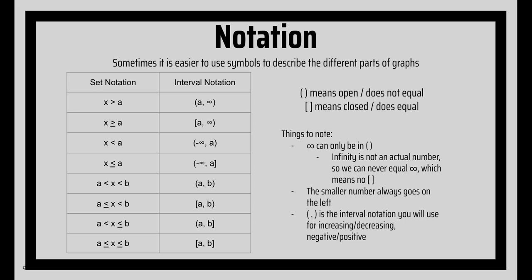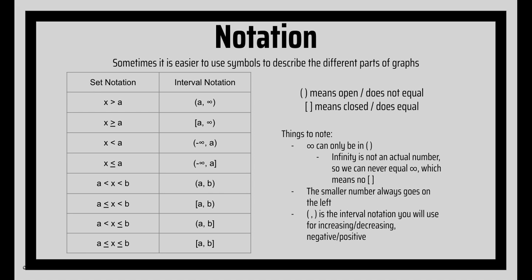Notation. For the rest of these pieces of graphs that we will be talking about, you want to use notation to represent them. Sometimes it's easier to use symbols to describe the different parts of graphs. So set notation is just using inequalities. Interval notation is using either parentheses or square brackets. If you're using parentheses, that means it does not equal. If you're using the square brackets, that means it is equal to.